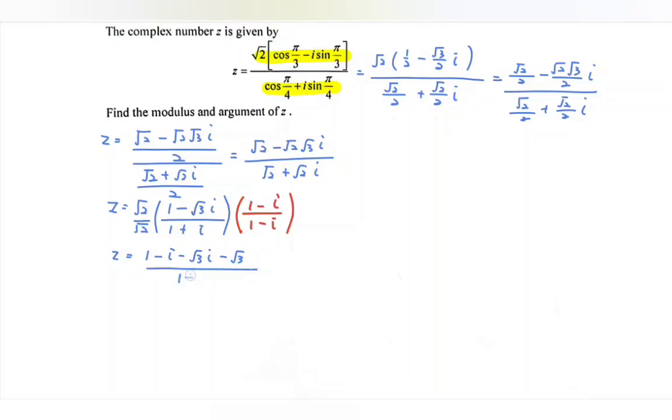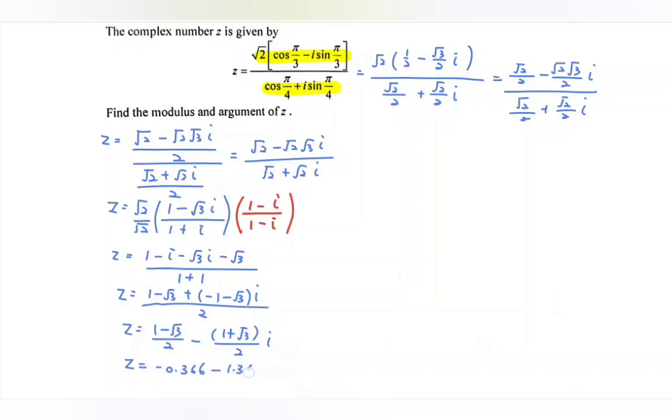Make use of the formula 1 plus 1. So z will equal 1 minus square root of 3 plus negative 1 negative square root of 3 bracket i over 2. Rewriting, we have 1 minus square root of 3 over 2 minus bracket 1 plus square root of 3 over 2 i. That will be the Cartesian form. Referring to the calculator, z equals negative 0.366 minus 1.366i.